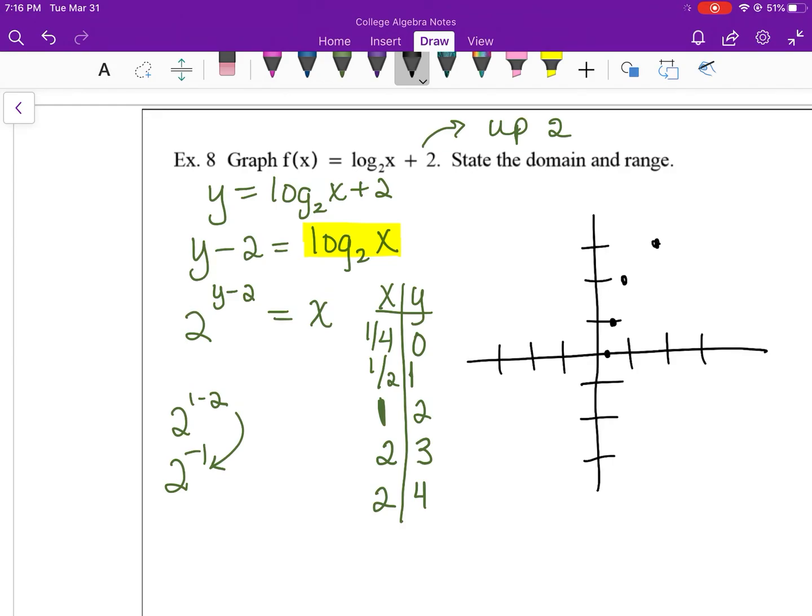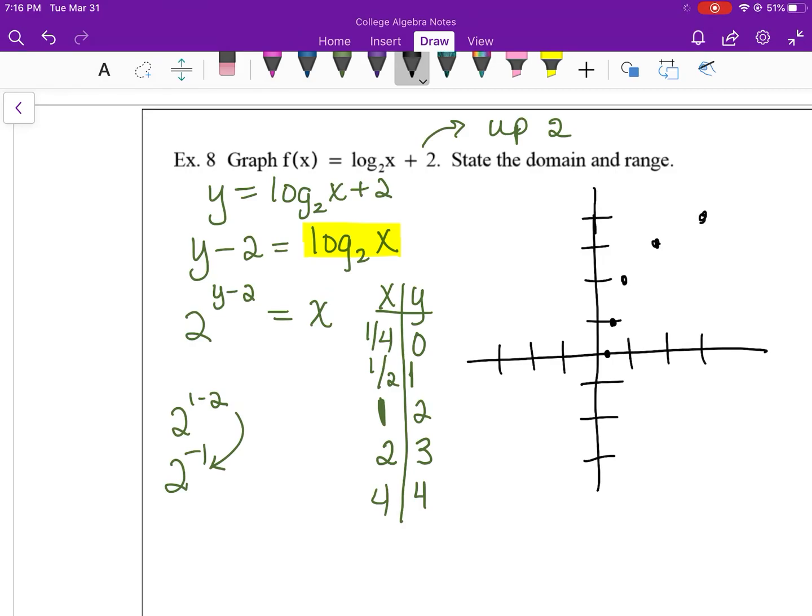I think I have a mistake in here somewhere. Let's see. How about 4, 4? There we go. Just looking at that. A little bit perplexed.